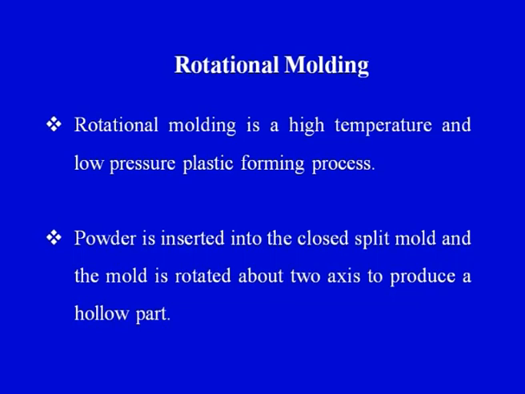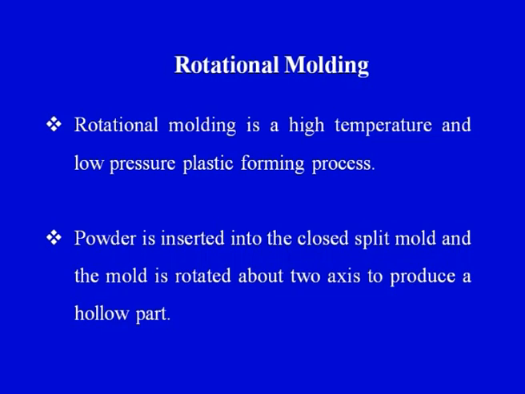So the powder is inserted into the closed split mold. Now there are 2 or 3 important words here: closed, split and mold. Mold word we have been using a number of times, but closed split means that the mold here is made in 2 parts, or it can be split open into 2 parts, and when these 2 parts close together they will form a closed split mold, and the mold is rotated about 2 axes to produce a hollow part.